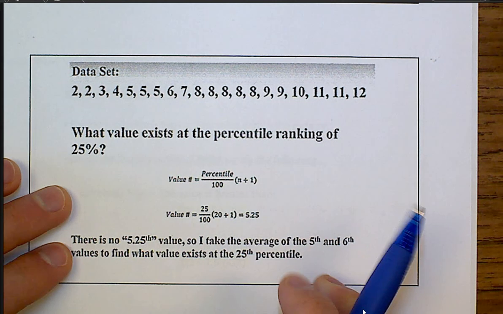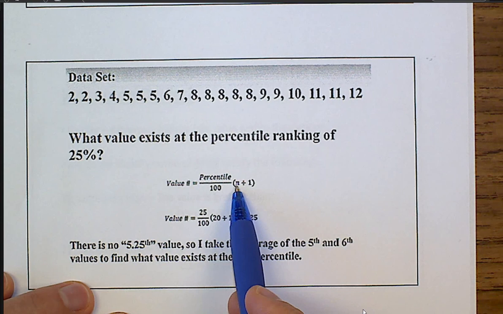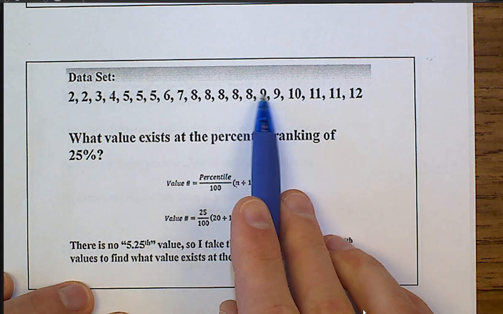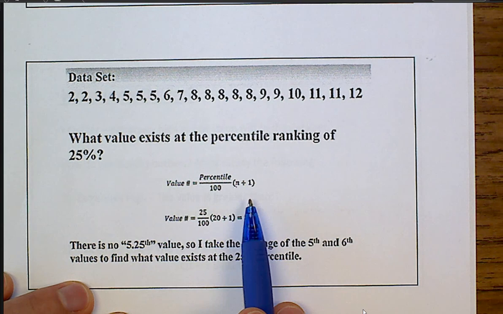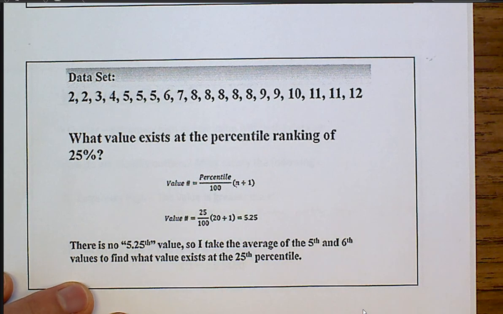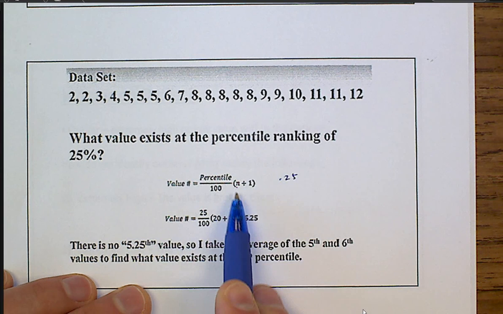Now, why do we times it by n plus 1? Because if we just did n, remember that would give us the number. We want to go one number above because it has to fall below. So that's why we do the plus 1. So you take 25 and divide it by 100, and you get 0.25, okay? So 0.25. N represents the number of observations.